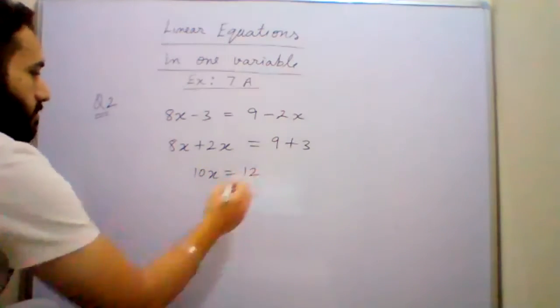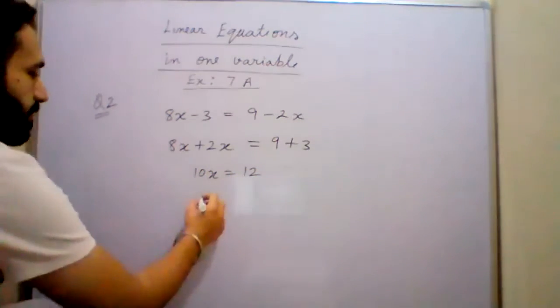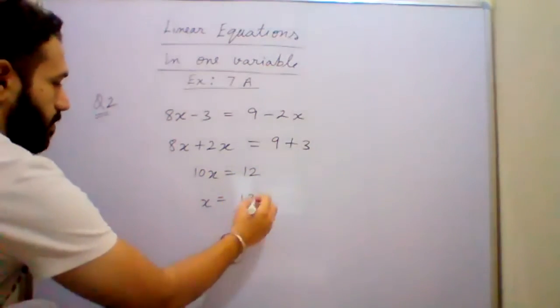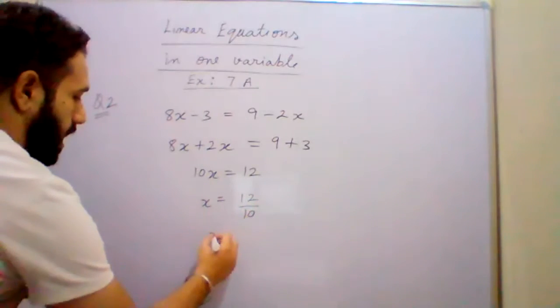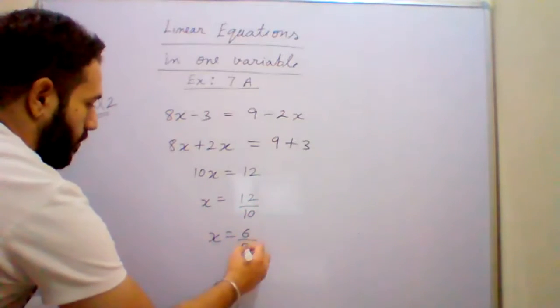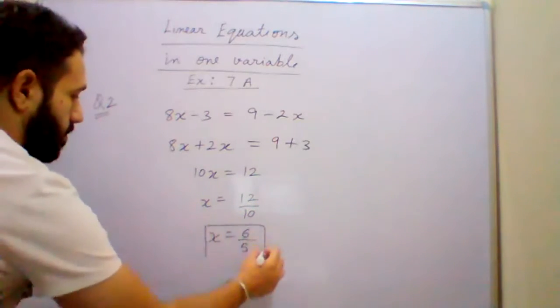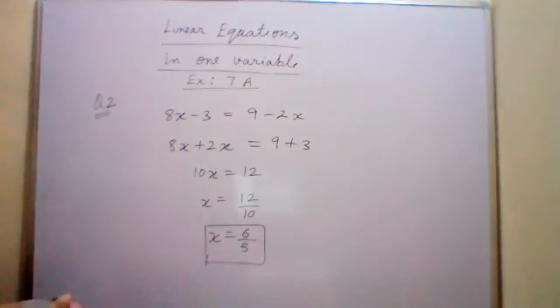10x equals to 12. X equals to 12 upon 10. X equals to 6 upon 5. 6 upon 5 is the answer. X equals to 6 upon 5. This is the solution of the equation.